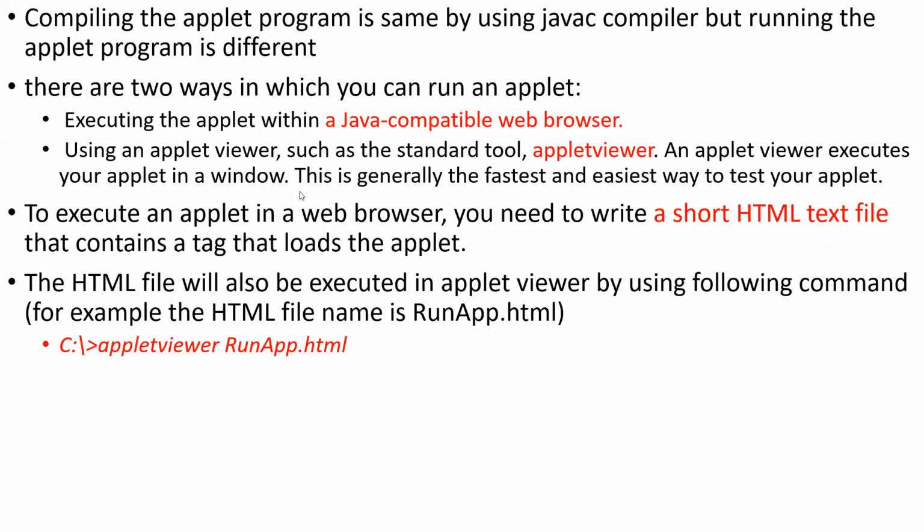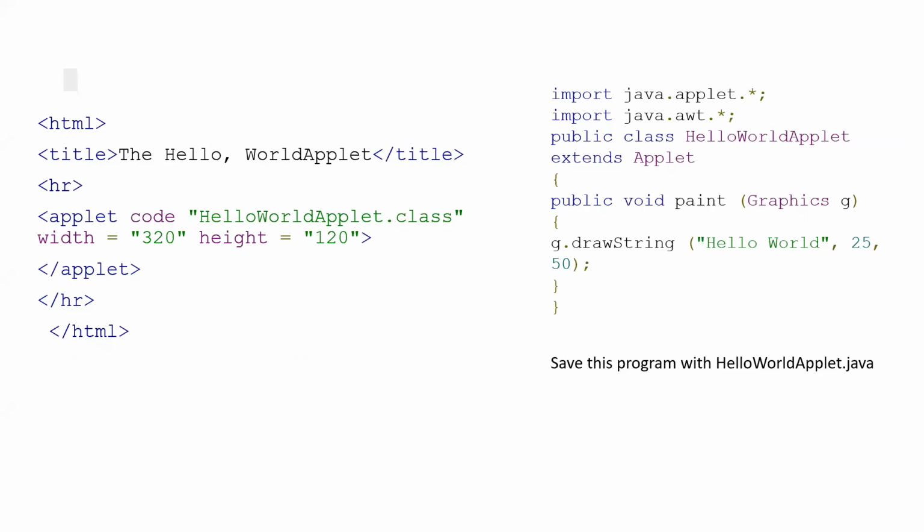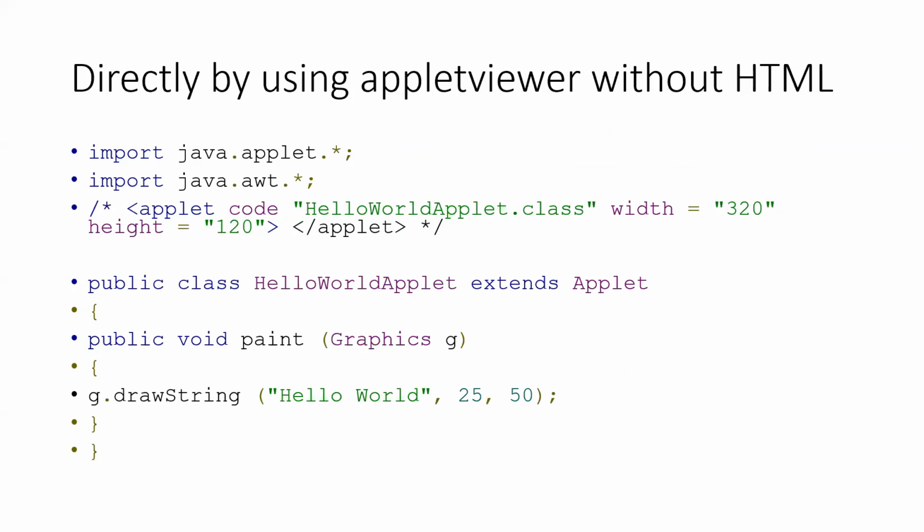In that window, you can see the outputs of that HTML file, meaning that applet class file. The another way is by using the applet viewer directly, without HTML. You need to write the HTML directly by using Java.